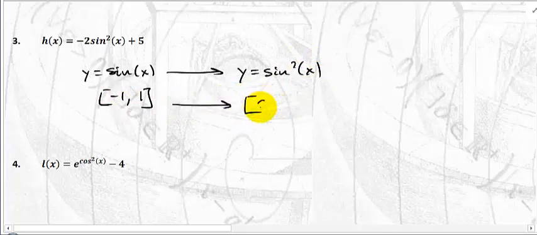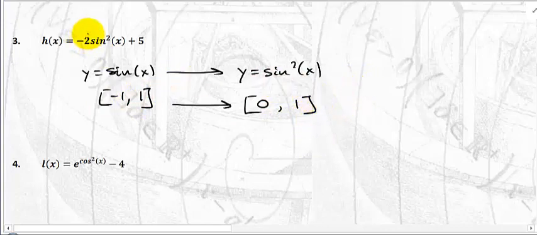But this should be pretty straightforward. When you square everything, there won't be any negative values, right? So the lowest value, since sine 0 is 0, is 0. And what's going to be the highest value? If you square any number between 1 and -1, the highest value you're going to get is 1, okay? So this is what's going to happen if you square the function.